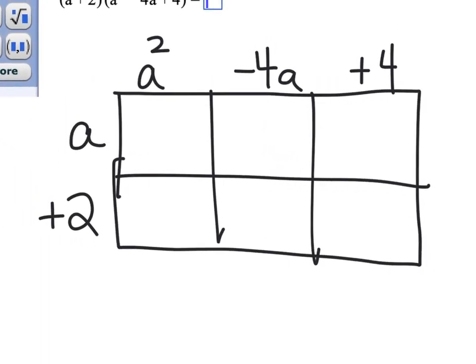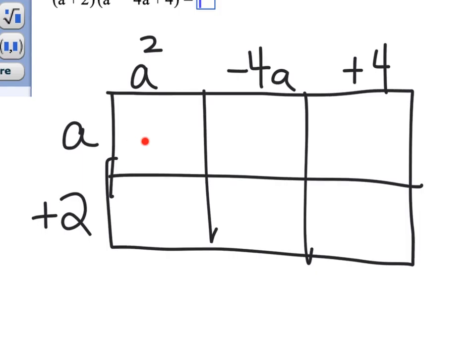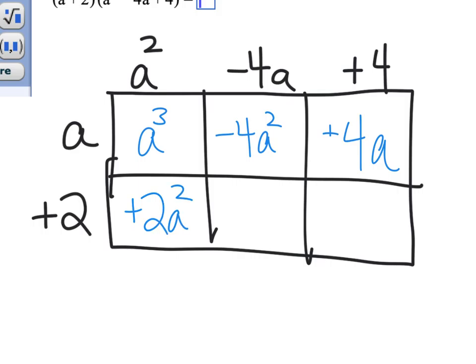So now that we've got our area model filled out, let's multiply. So a times a squared is a to the third power, and then a times negative 4 is negative 4a squared, and then a times positive 4 is positive 4a. And then down here, positive 2 times a squared. So that's going to be positive 2a squared. This is positive 2 times negative 4a. So that's going to be negative 8a. And then lastly, positive 2 times positive 4 is positive 8.